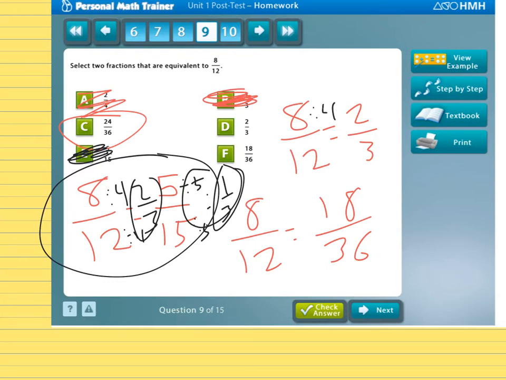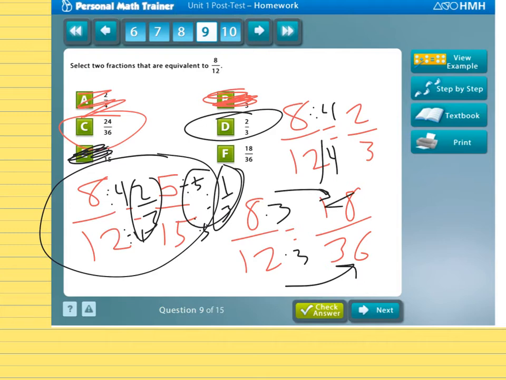Dividing 8 by 4 gives you 2, and dividing 12 by 4 gives you 3. So this is an equivalent fraction. And multiplying by 3 and multiplying by 3, that gets you 36. This does not get you 18. That gets you 24. So that is not an equivalent fraction. Two correct answers are C and D.